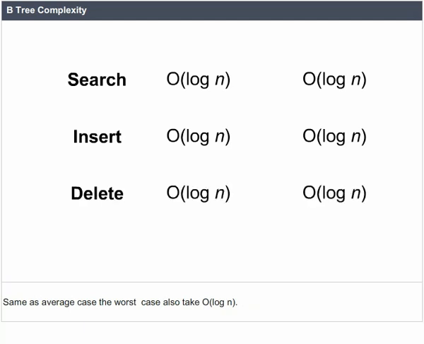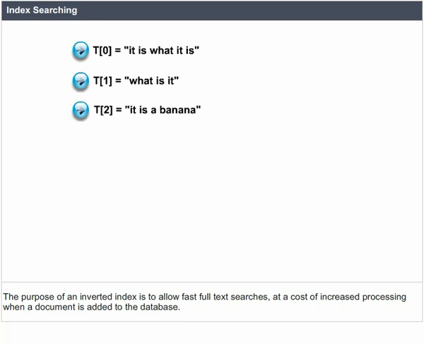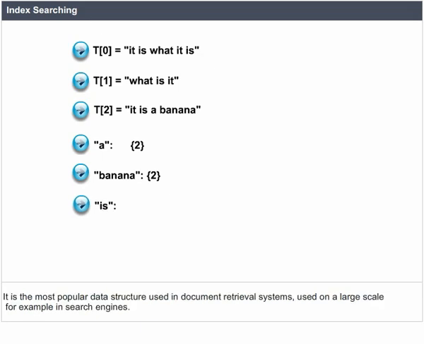Index searching. The purpose of an inverted index is to allow fast full-text searches at a cost of increased processing when a document is added to the database. The inverted file may be the database file itself rather than its index. It is the most popular data structure used in document retrieval systems used on a large scale, for example, in search engines.